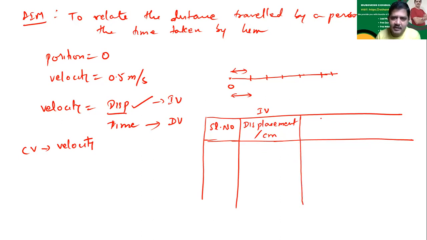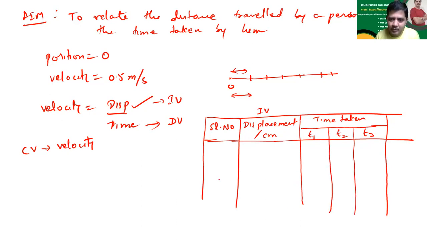Then what's the next thing? Time taken. I am definitely going to put 3 trials here. In the previous experiments, I didn't do that. But here, I am definitely going to put it for 3 trials. You have to let me know why. T1, T2, T3. That's it. Before we start an experiment, this is the first thing that we need to do. And what is the unit? Seconds. Okay. Now, we'll start with the experiment.